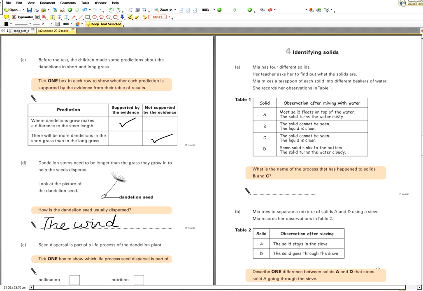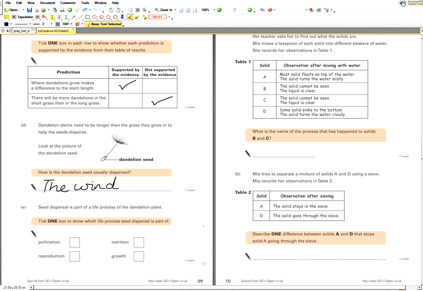Okay, next question. I think we definitely need to move the page up a bit because we've got some options we can't see. Tick one box to show which life process seed dispersal is part of in the dandelion plant. Reproduction. Remember Mrs Nerg: movement, reproduction, sensitivity, nutrition, excretion, respiration, and growth. So this one is reproduction. Well done, because it's in order for the seed to go away and start growing again, like a new plant starting to grow.